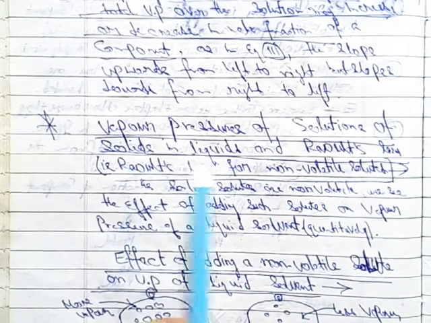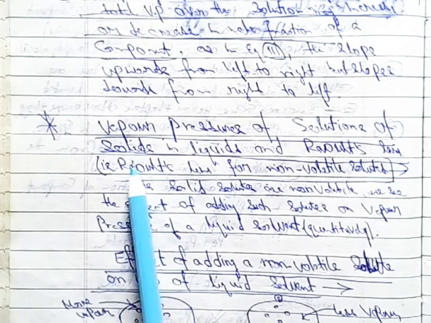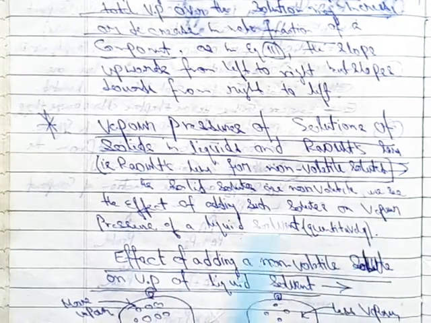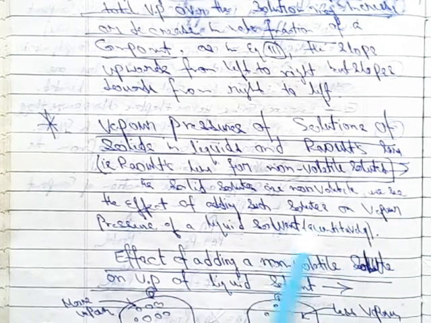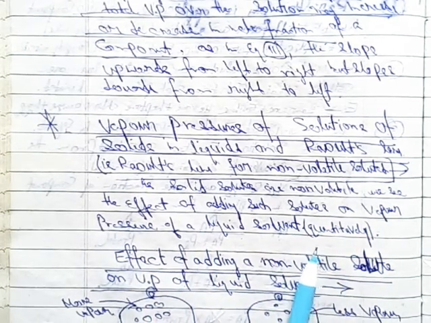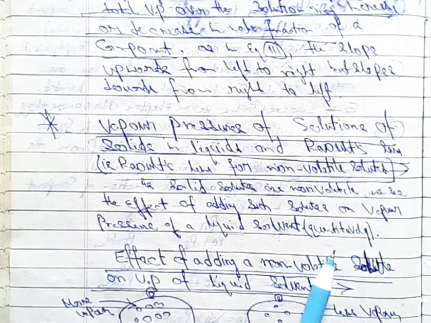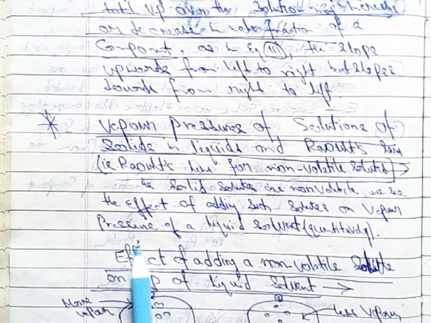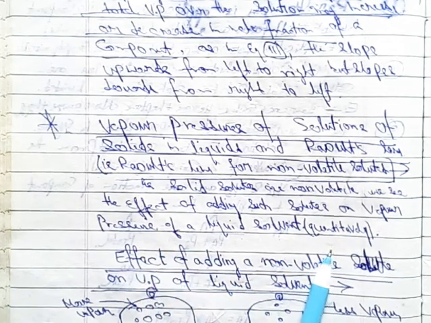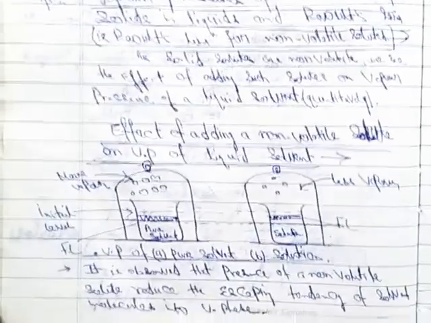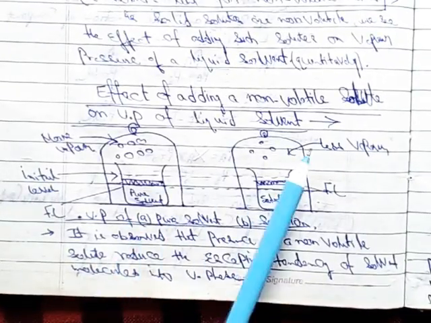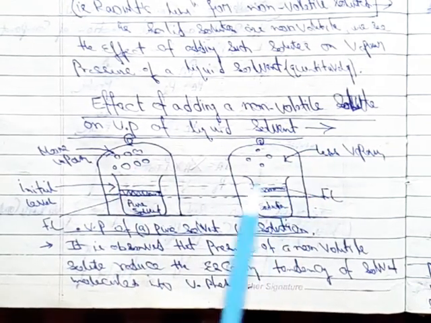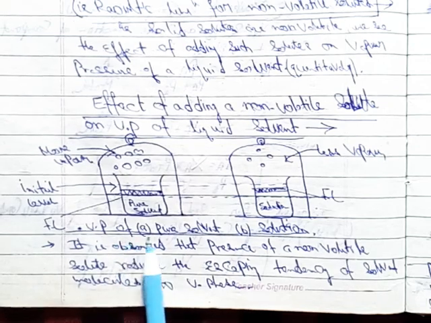So that is the second type of Raoult's law, for non-volatile solute. What will it be here? Solid in liquid. In Raoult's law for volatile solute, it was liquid in liquid. Now, as solid solutes are non-volatile, we see the effect of adding such a solute on the vapor pressure of a liquid solvent. So here we are going to see what will be the effect when we add the non-volatile solute, and what will be the impact on the vapor pressure of the liquid solvent. Let's see with the help of the diagram we have. In the first case we are going to see the effect of adding a non-volatile solute on the vapor pressure of the liquid solvent. First case, vapor pressure of pure solvent.